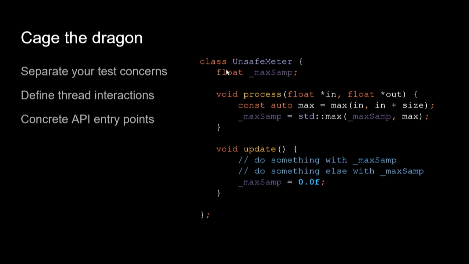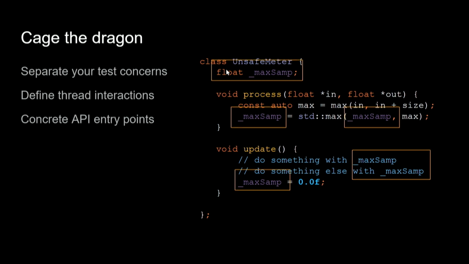So we can cage the dragon. We can separate our test concerns. We can define our thread interactions, and this will give us more concrete entry points.